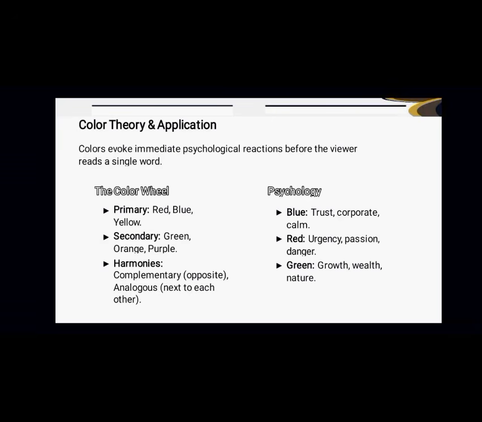So then we have the primary colors: red, blue, yellow. We have secondary colors: green, orange, purple. We have the harmonies: complementary, opposites, next to each other. So basically, we'll talk about psychology now, what the color actually portrays, what the color explains.